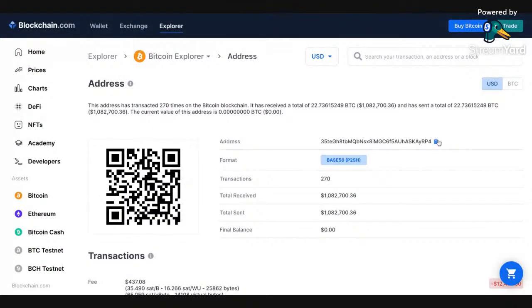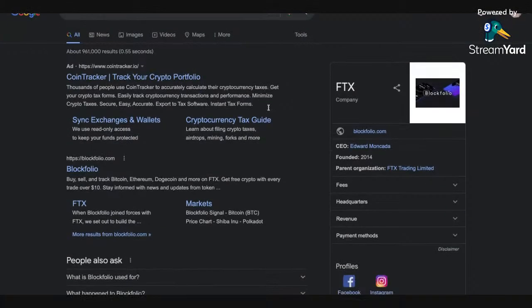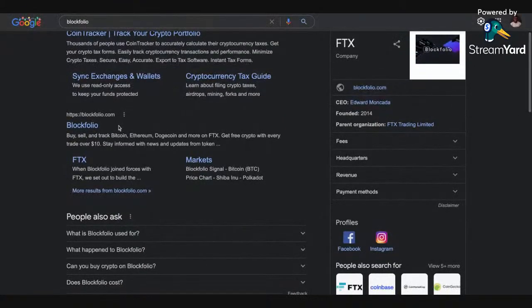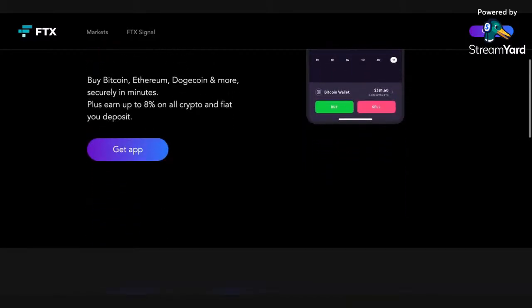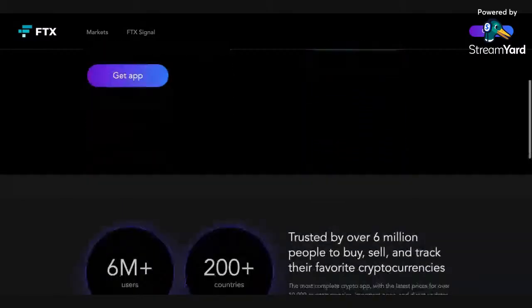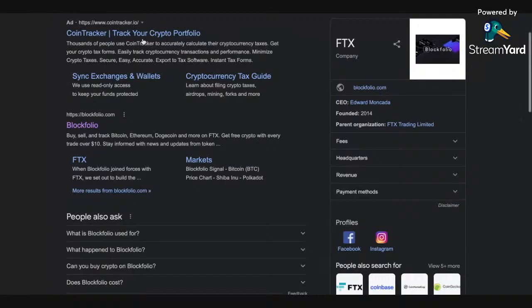Now let's use the other Bitcoin Explorer, that is Blockfolio. This was using the blockchain.com Bitcoin Explorer. So let's look at Blockfolio, their own Bitcoin Explorer. Like I said, there are many explorers out there, so you don't have to limit yourself to any one. Here's the Explorer. Let's type Blockfolio Explorer.